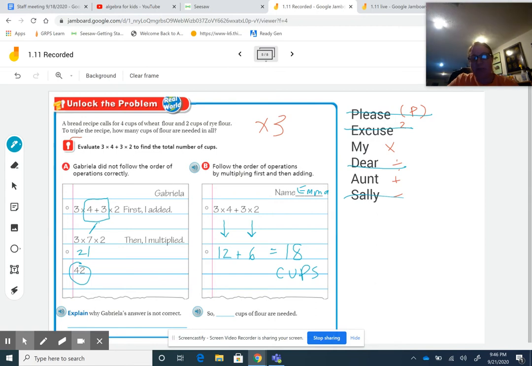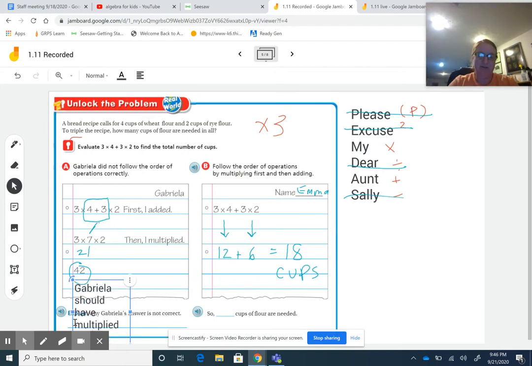So explain why Gabriella's answer is not correct. Well, Gabriella should have multiplied first. All you have to put there.